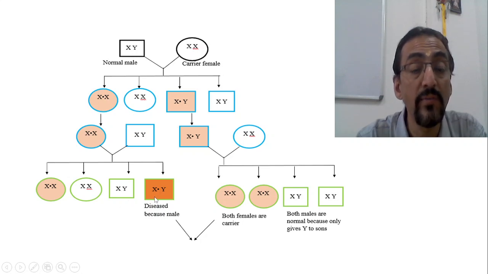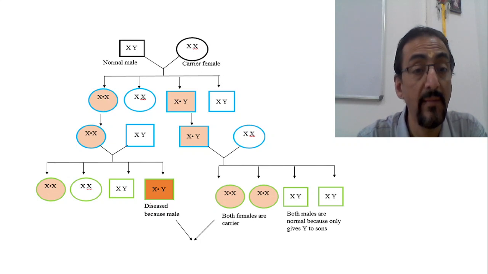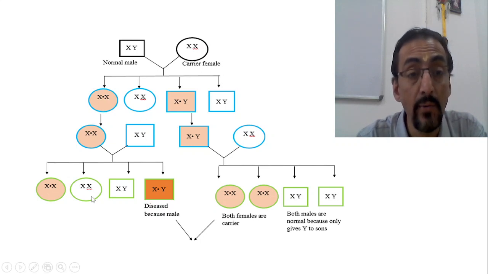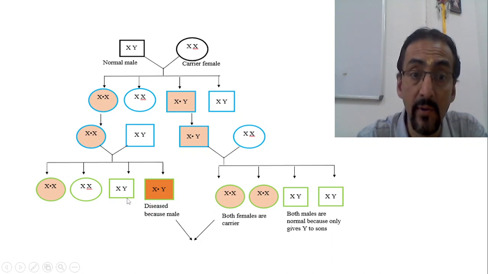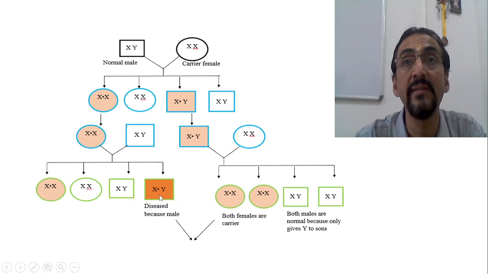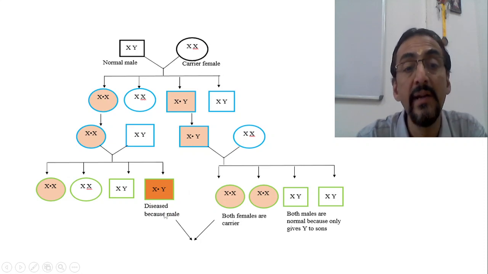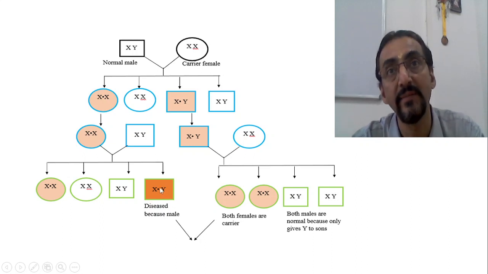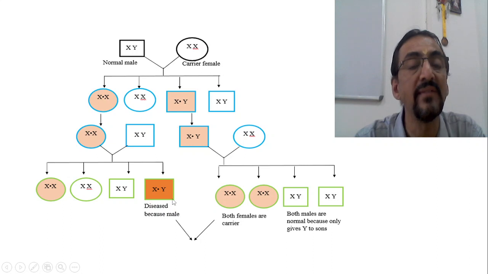Now what is the possibility? There is a mother, there is a female daughter who is a carrier. There is a daughter who is normal. There is a male who is normal, and there is a male who is a carrier. But unfortunately, this one is a carrier. Although he is a carrier, he developed the disease because there is only one X. There is no second X. Instead of that, Y is there. So he becomes diseased. So he is a diseased male.